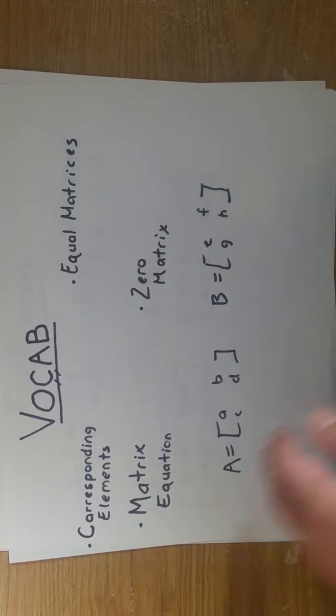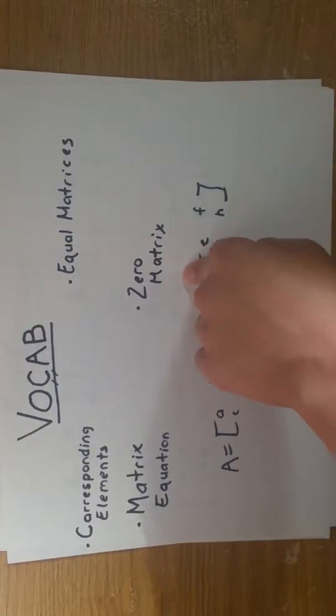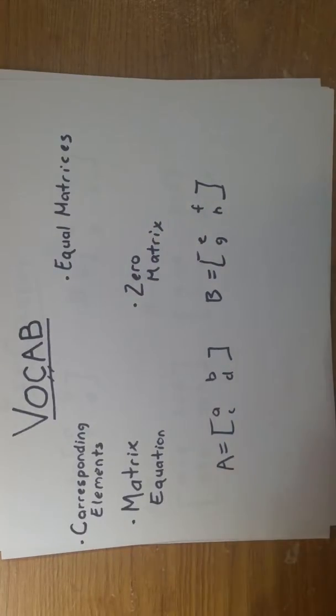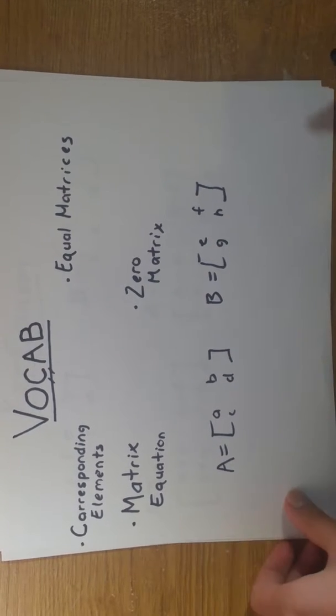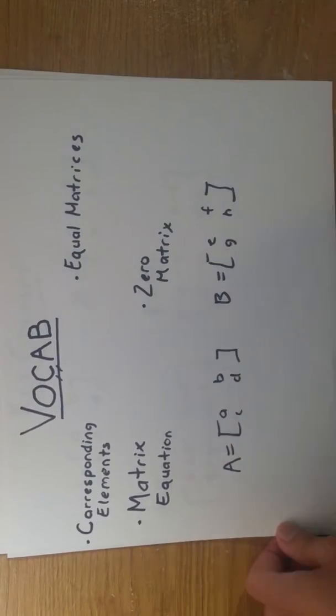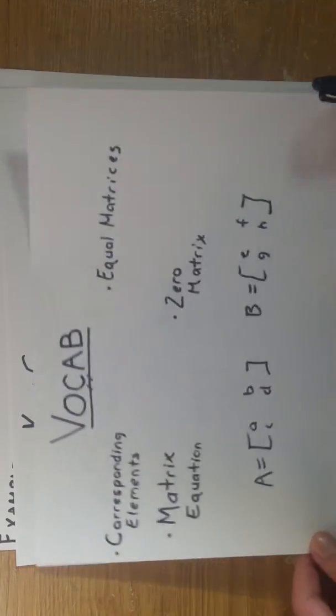We also have matrix equation, which is an equation in which the variable is a matrix. And last but not least, we have a zero matrix. The zero matrix O is the m times n matrix whose elements are all zeros. So that's all the vocab that you would have to know to add and subtract matrices.